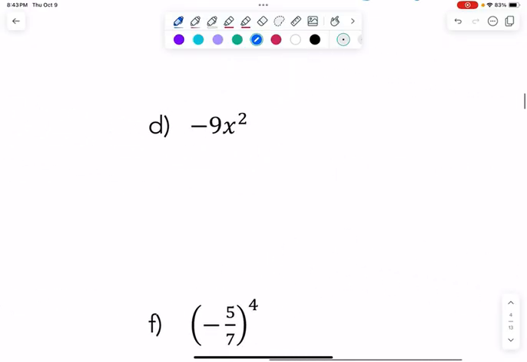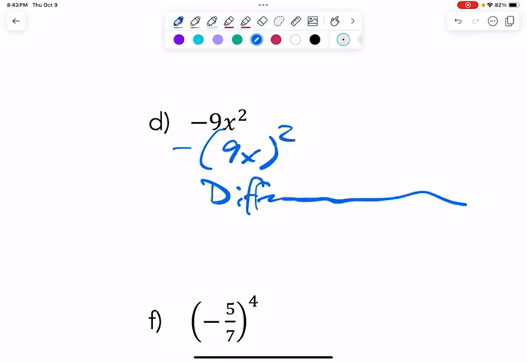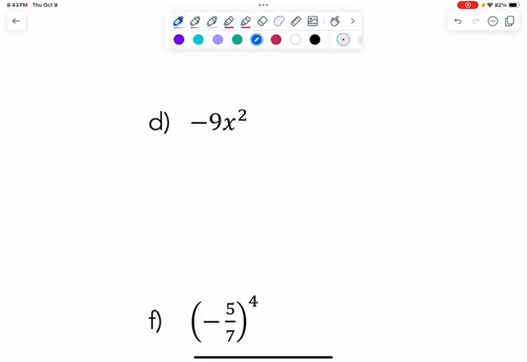Over here, negative 9x squared. The square can't apply to those brackets, because there are none. That negative is way out there. Maybe it applies just to the 9x, but no, we don't have brackets around 9x either. This is different. That exponent of 2 only applies to the x. That's what's immediately to the left of it.